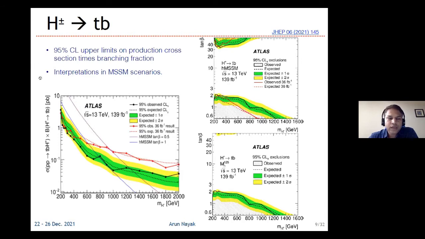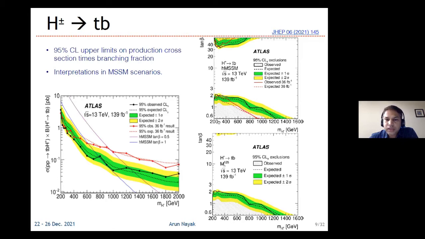So again, I don't see any excess, so we obtain upper limits on the production process, sometimes branching fractions. As you can see here, the limits are there. And you can see that with respect to the 2016 data, you have a significant improvement in the expected and observed limits. And these are 2 theoretical cross-section curves in the HMSSM scenario for tan beta equal to 0.5 and tan beta equal to 1. And the results are again interpreted in an HMSSM scenario as well as MH125 scenarios.